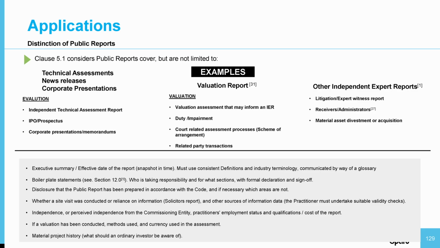There might be duty or impairment situations. There might be court-related assessments or a scheme of arrangement between two companies, or related party transactions where there's a common board of director between two different companies that hold a substantial amount of equity. And then finally, you've got the independent experts report. So this might be mitigation circumstances or expert witness reports, receivers and administrators if there needs to be a value assigned to the company on a write-down, or a material divestment or an acquisition.